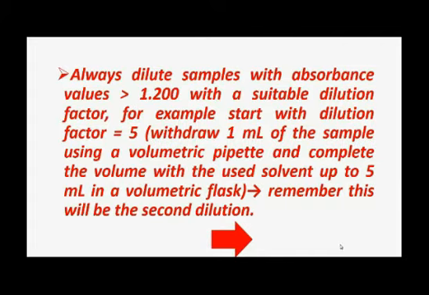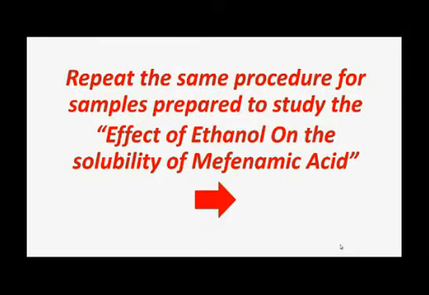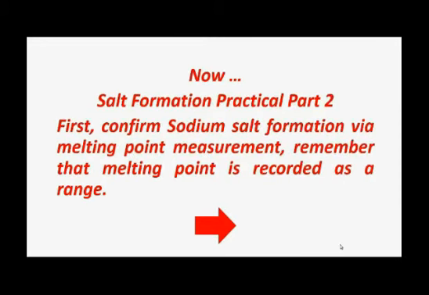How? Withdraw 1 ml of the sample using a volumetric pipette and complete the volume with the used solvent up to 5 ml in a volumetric flask. Remember, this will be the second dilution factor. Repeat the same procedure for samples prepared to study the effect of ethanol on the solubility of mefenamic acid.